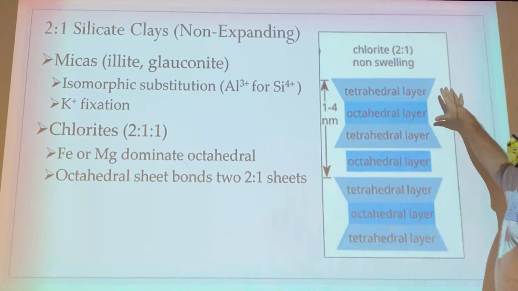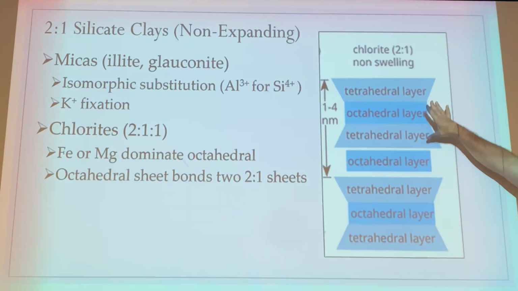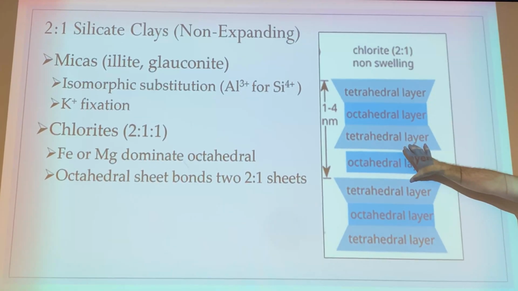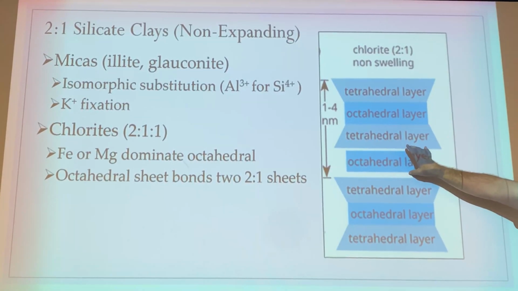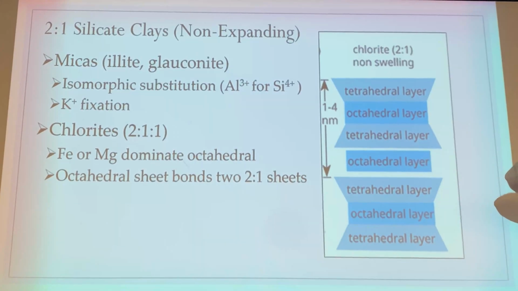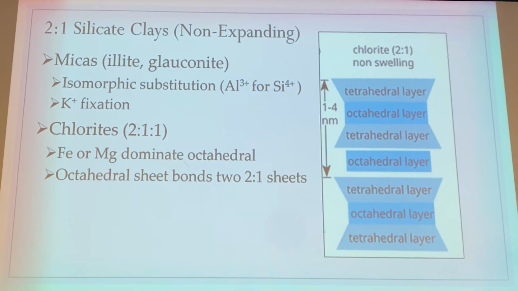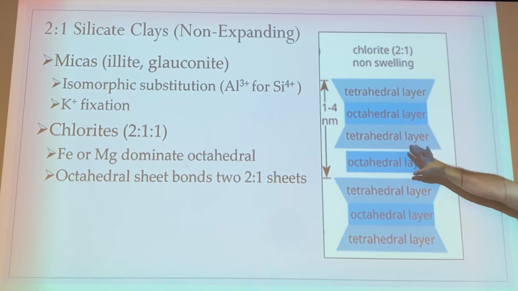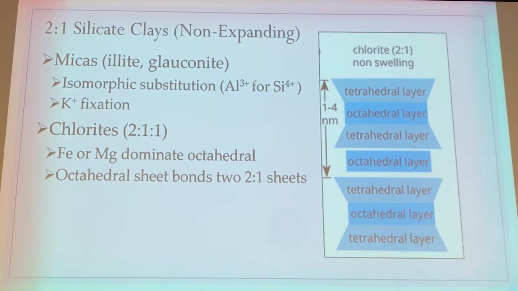Chlorites, not likely to encounter these, but we have two sandwiches that are now bound together by this octahedral layer. And those are not expanding, similar to our 1-to-1s. All the charges are taken up now. There's no room for water to come in here because this octahedral layer has now taken the place of that.